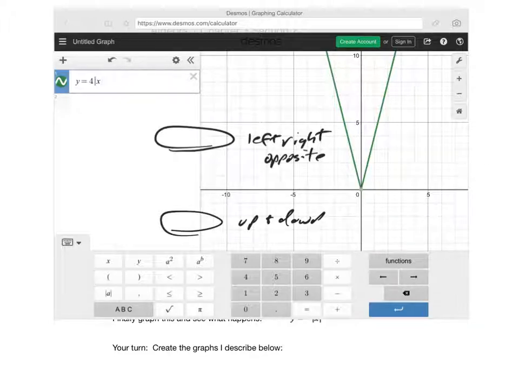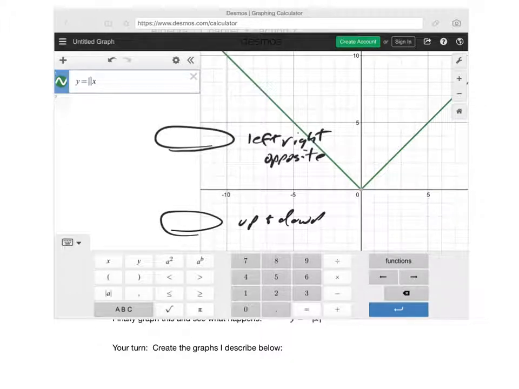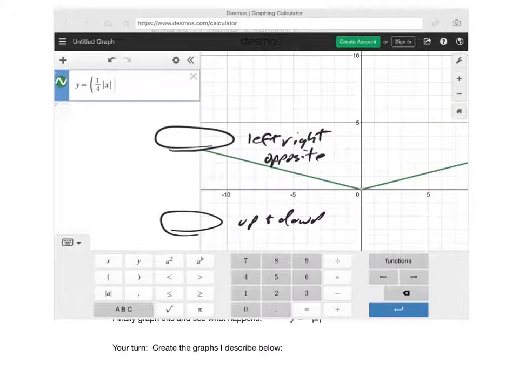What do you think is going to happen if I change the 4 to a 1/4? Instead of having the number in front be really big, I'm going to make it really small. So let's go ahead and see what that looks like. I'm going to make it 1/4, so I'm going to go in parentheses. I guess I have to do it in parentheses. It's really weird, like this. I'm going to go 1 divided by 4. What did it look like? Like the opposite of what we did.